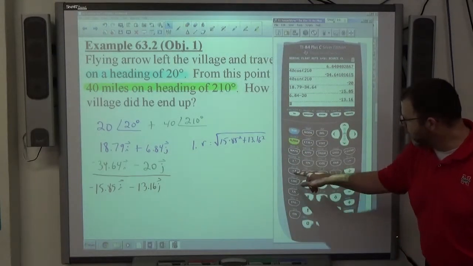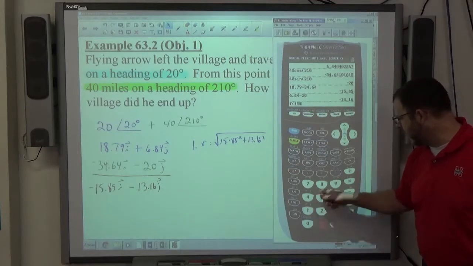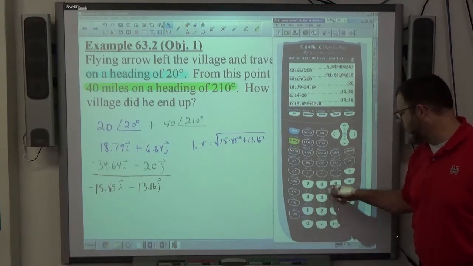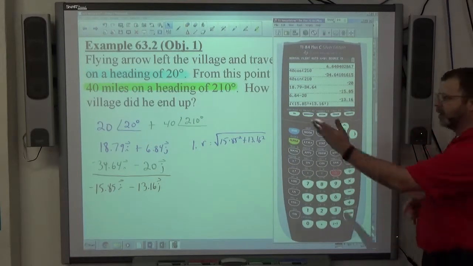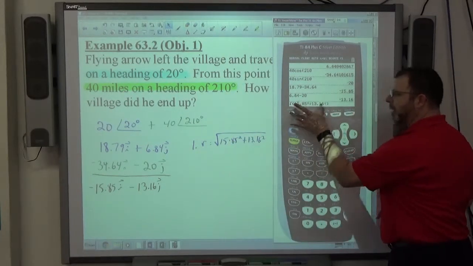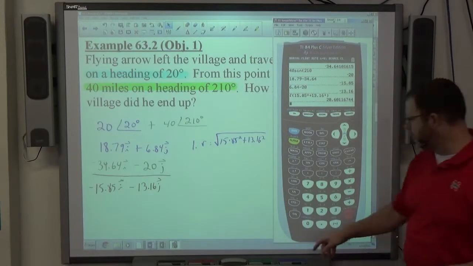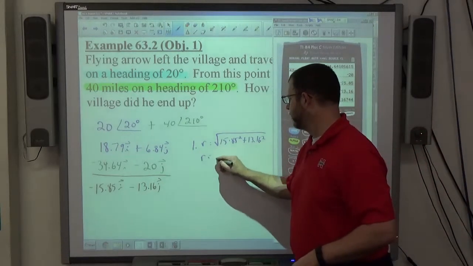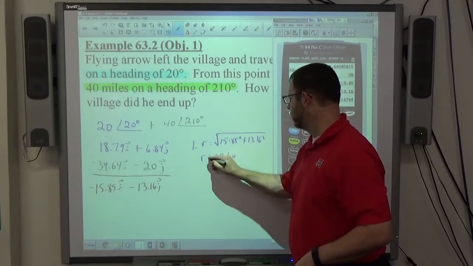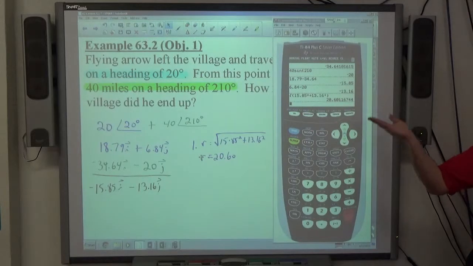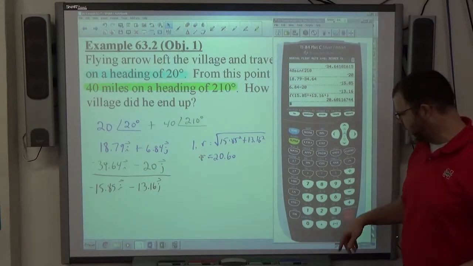So square root of 15.85 squared plus 13.16 squared in parentheses. So I know exactly what I'm supposed to type in. I type in exactly that, it equals, and it gives me exactly what I'm looking for, 20.60 miles. Okay. Which is what we were expecting, right? Something around 20. That's pretty much around 20 as far as I can see.